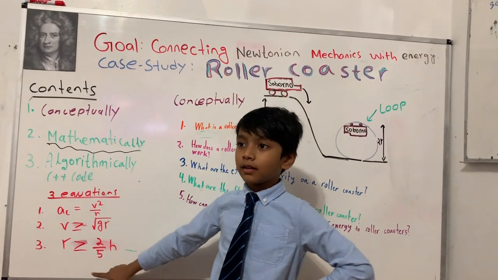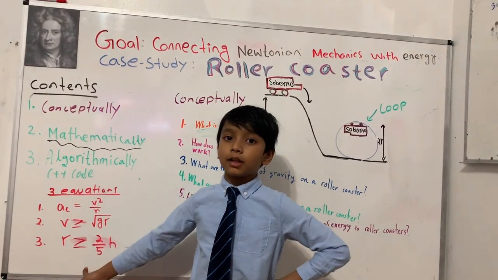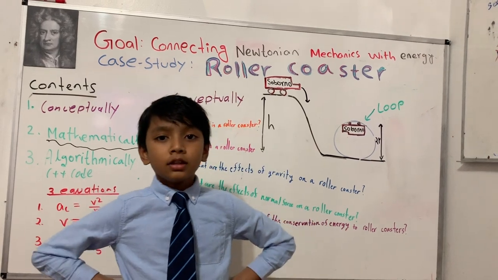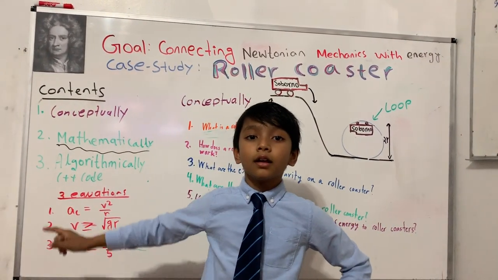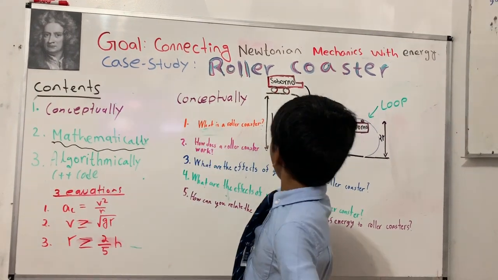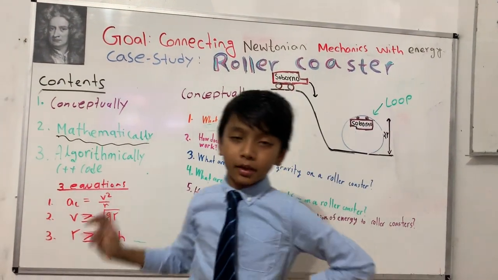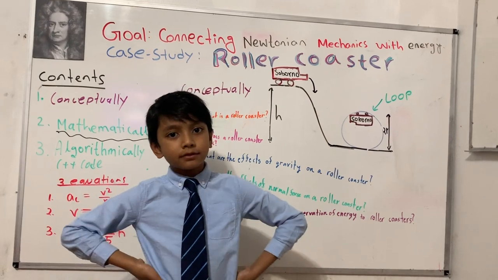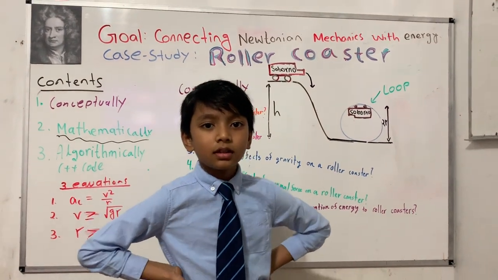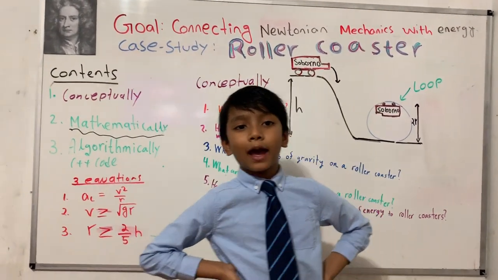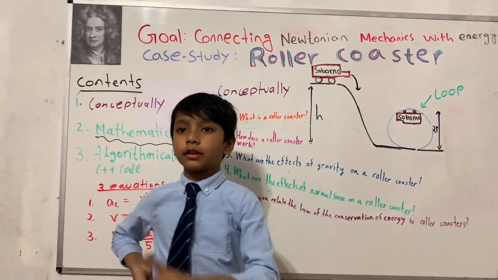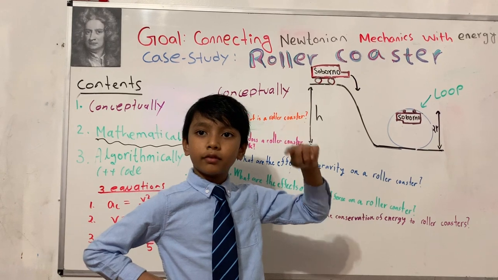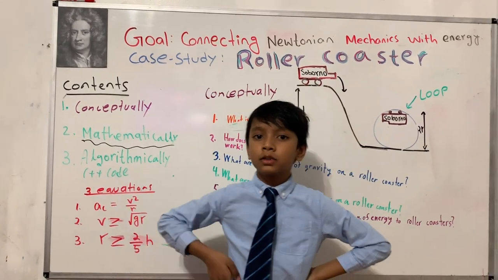And the radius has to be greater than or equal to 2 times the height of the slope, as shown in this diagram, divided by 5. Otherwise, the same thing would happen. Your potential and kinetic energy would decrease and you would fall from the top or stop at the bottom.